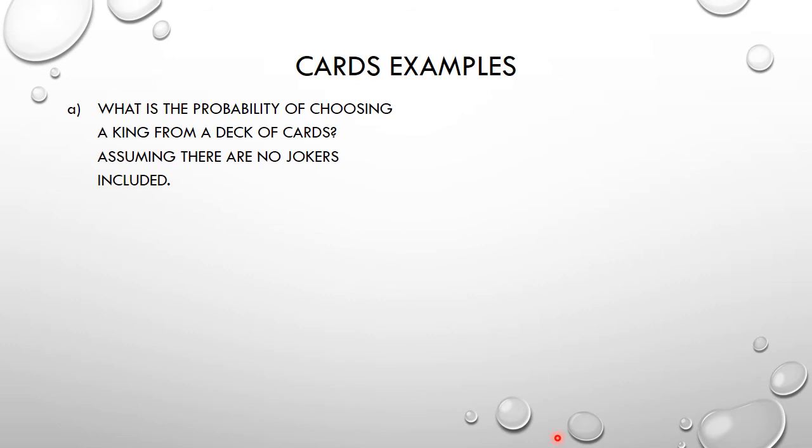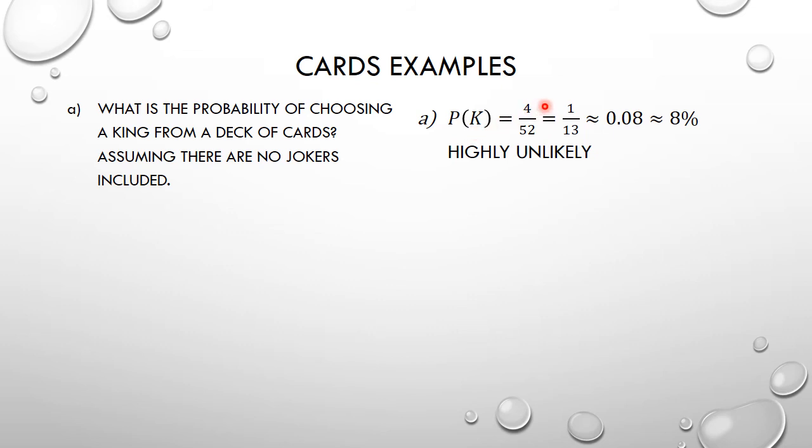Looking at a card example, what is the probability of choosing a king from a deck of cards, assuming there are no jokers included? So the probability of getting a king, note the notation, is equal to 4, seeing that there's a king of hearts, spades, clubs, and diamonds, over the total number of cards, which is 52. It gives us a 1 in 13 chance. That is the sign for rounded, because I rounded this answer to 0.08, which is more or less 8%. It's highly unlikely. In an exam, please make sure that you take note to how many decimals you should round.